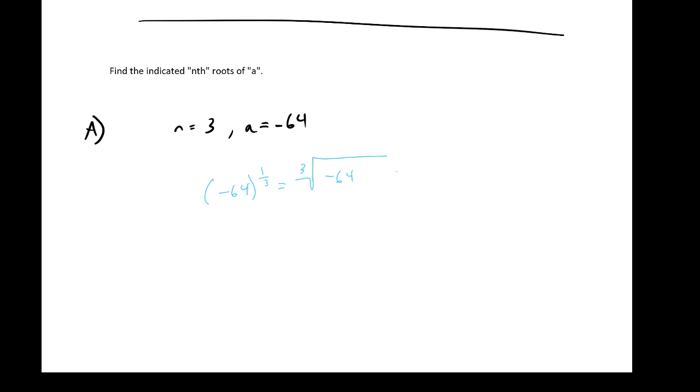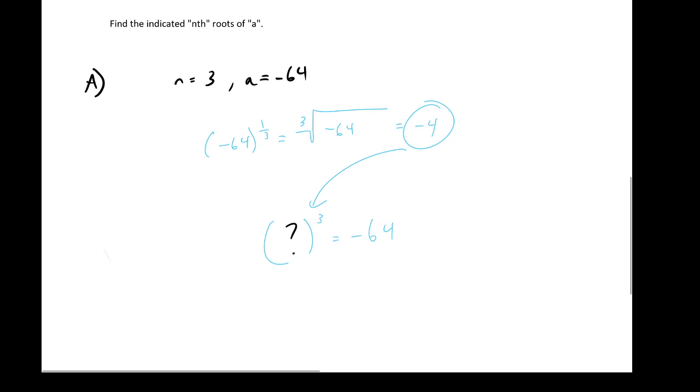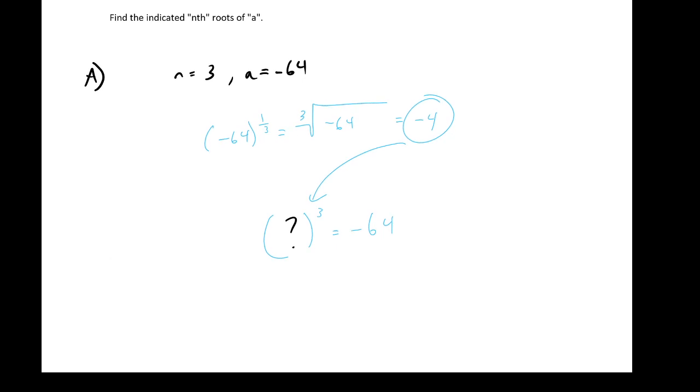In this case, it is going to be negative 4, because remember what we're doing with the question here: something to the third power, the nth power, is going to be equal to negative 64, in which case negative 4 times negative 4 times negative 4. So for some of these, we're going to have to do a little bit of guess and check as we solve them. Let's do problem B.